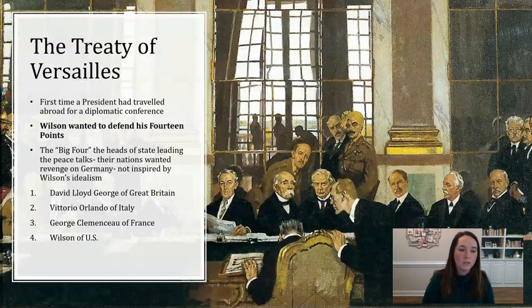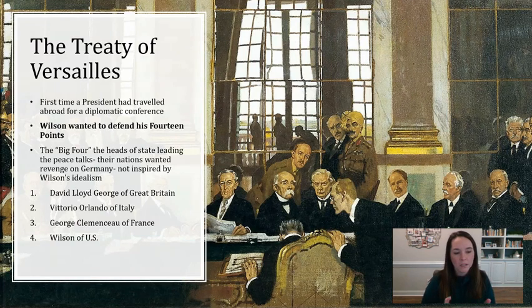And so the Treaty of Versailles is going to be negotiated between the Big Four. So you have Great Britain, Italy, France, and then the United States. This is the first time that a president is going to travel abroad for a diplomatic conference, because Wilson wanted to deliver his 14 points in person. And Wilson's biggest issue, though, is not going to be gaining the support of the Central Powers and those countries. It actually had more to do with the other remaining three.